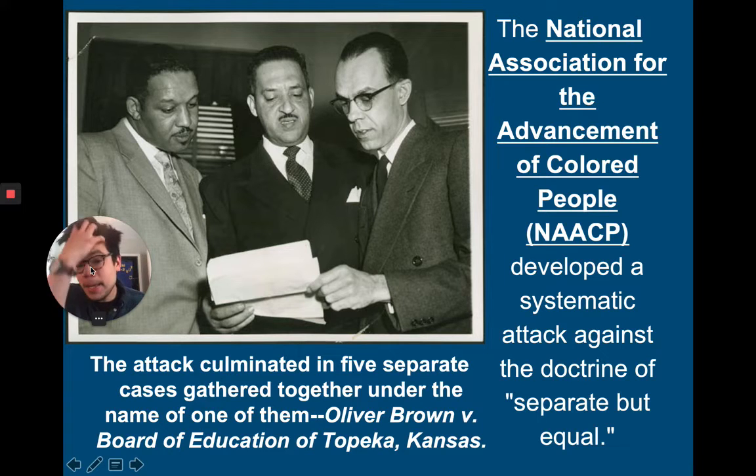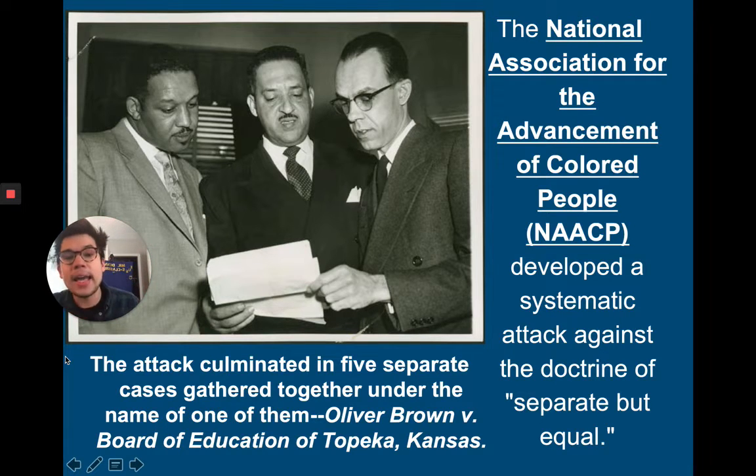So the NAACP decide to challenge this long-standing Supreme Court rule. There are 5 different cases, 5 different people all trying to enroll in white high schools. The Supreme Court takes these 5 cases and wraps them under one name, under one plaintiff, one person making the complaint, Oliver Brown, who was the father of Linda Brown, the student. Because Linda Brown was technically a minor, she can't be named in the case, so they name her father, Oliver. So Brown versus the Board of Education.